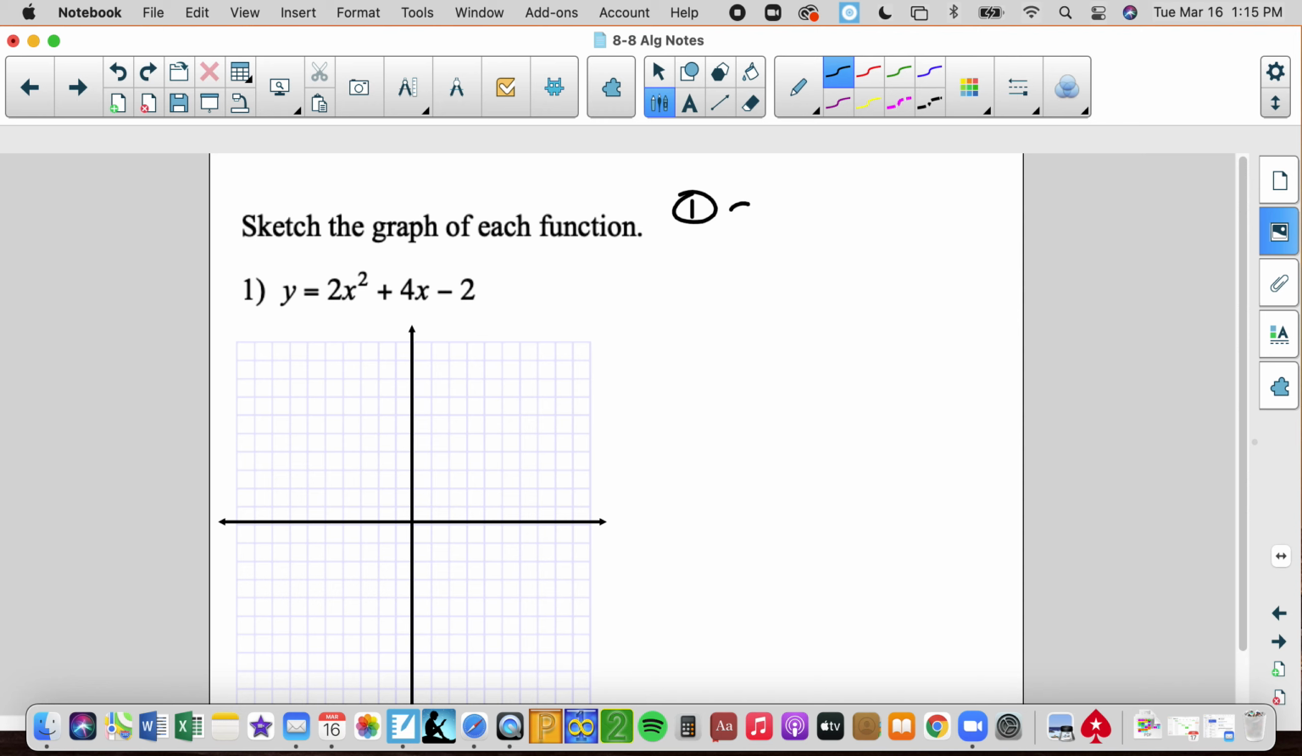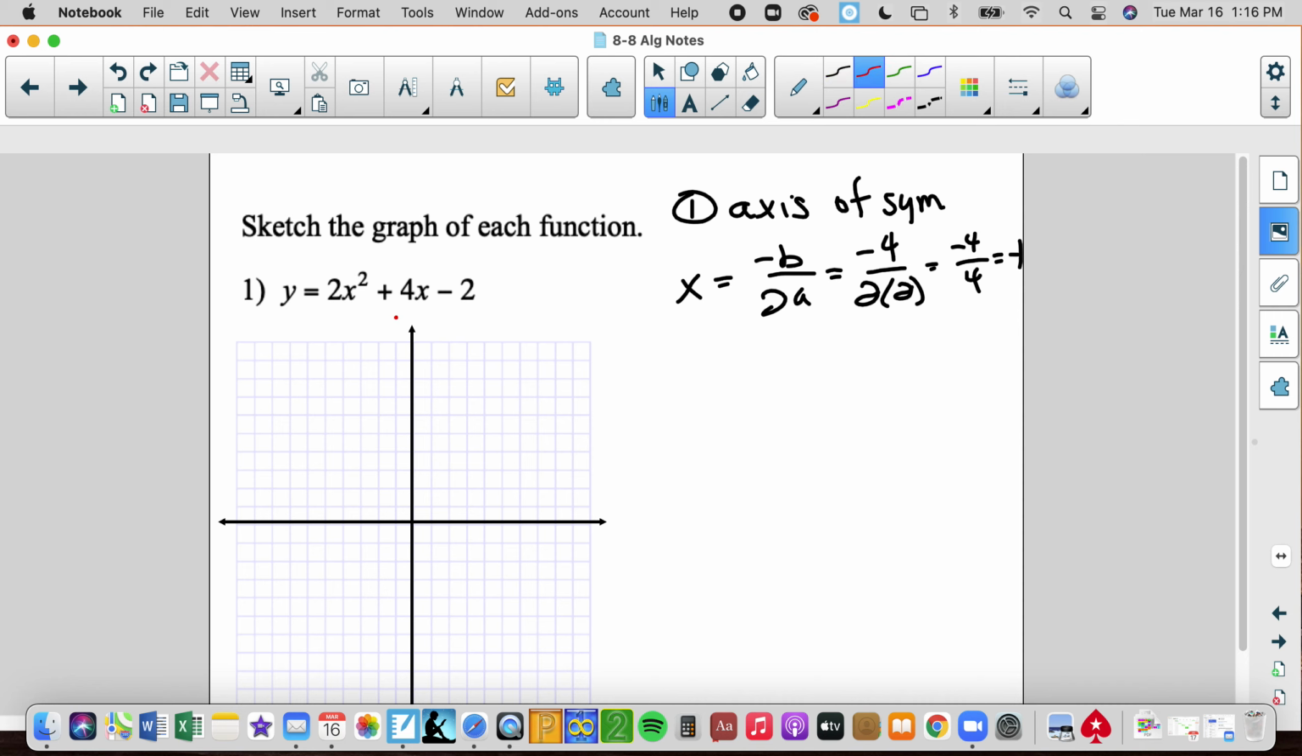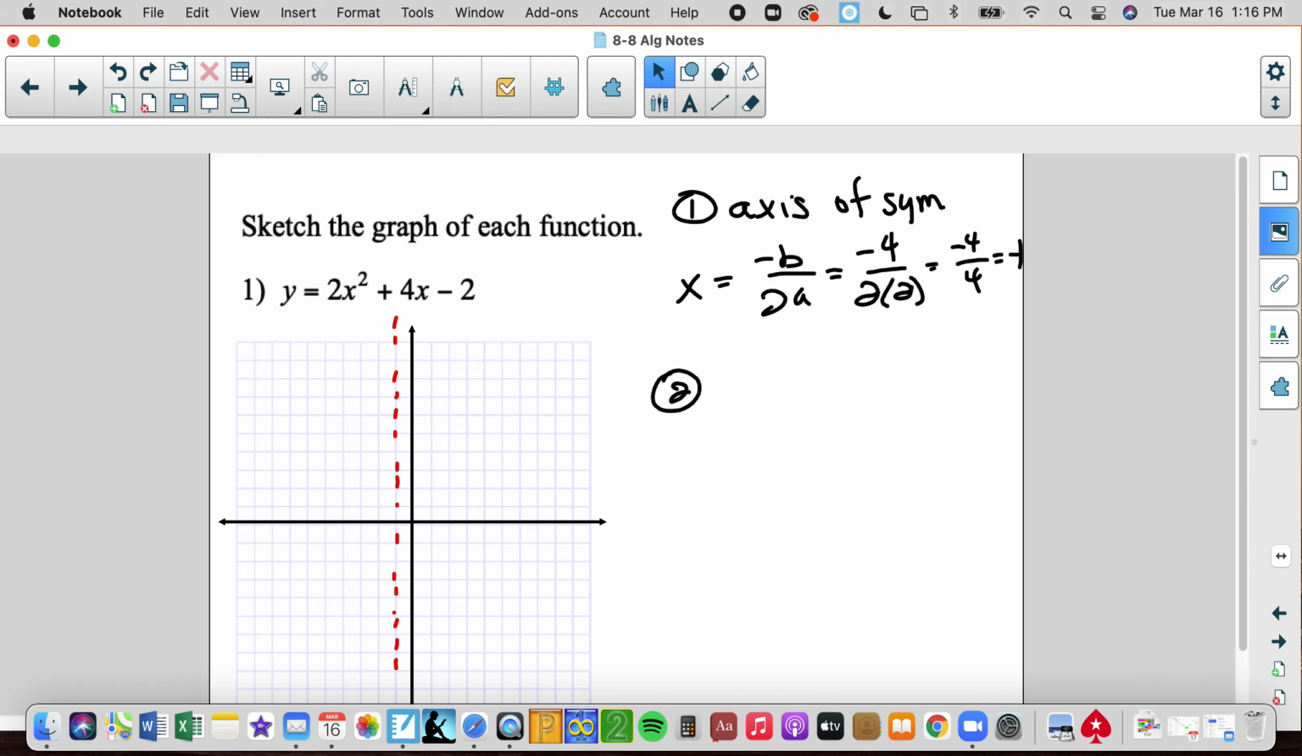So step 1 is axis of symmetry. x equals the opposite of b over 2a. The opposite of b is 4. a, in this case, is 2. So we get negative 4 over 4, which equals negative 1. So I'm going to draw a dotted line where x is negative 1. And I know that my vertex is going to lie somewhere on that line.